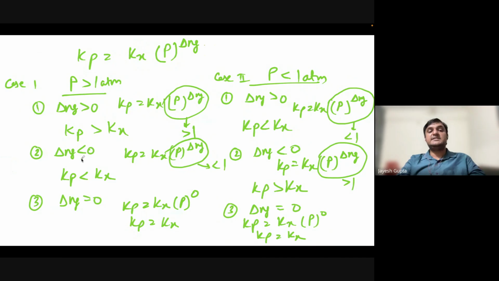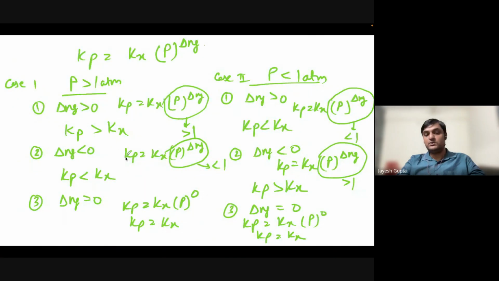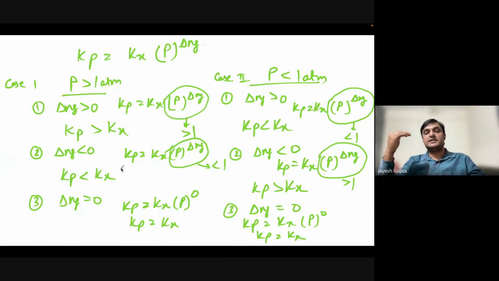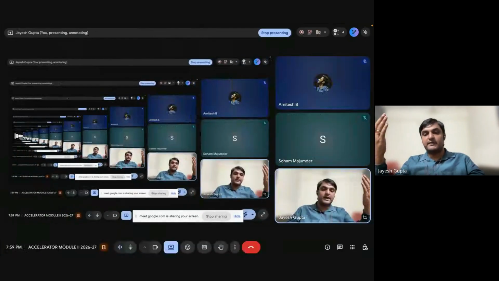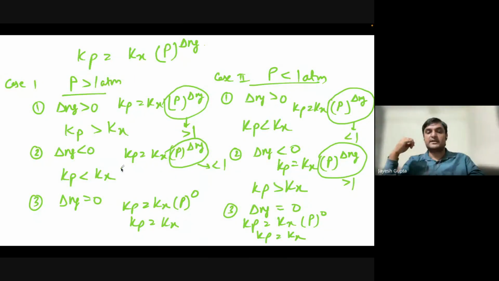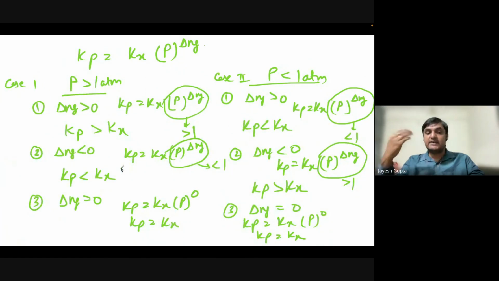Second case taken, delta Ng is less than 0. So when delta Ng is less than 0 and your pressure is greater than 1, what will happen? You are raising to a negative power, so it will come in the denominator, and that will be less than 1. So that will decrease the value when you are multiplying with Kx. That's why Kp is equal to Kx into P to the power delta Ng.